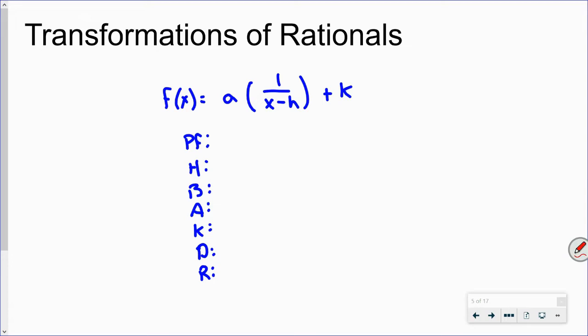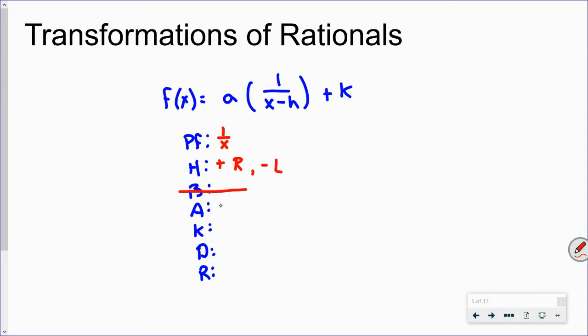Okay, our parent function is going to be 1 over x, that rational. H inside here, the opposite of h, goes left and right, positive right, negative left. We are not dealing with b. Okay, b would be right here, and we can actually do a and b all at the same time. So a and b can be done using the same values, so we're not going to look at b here.